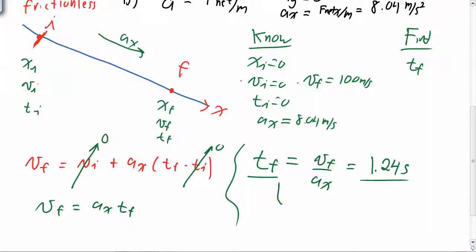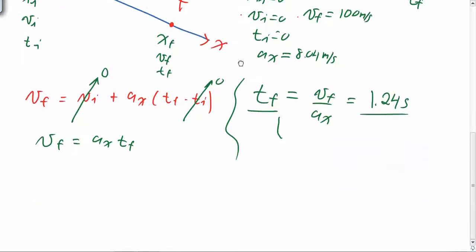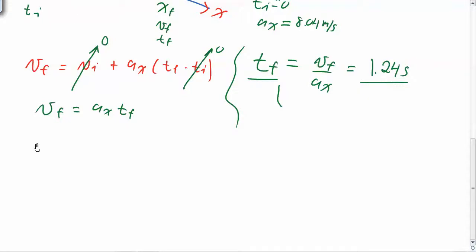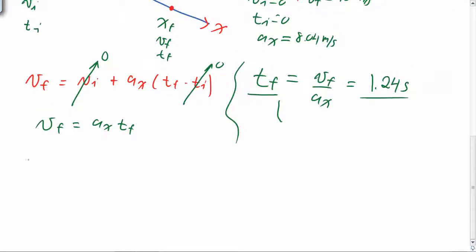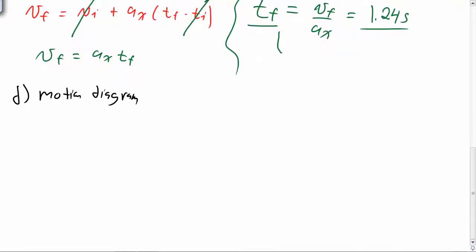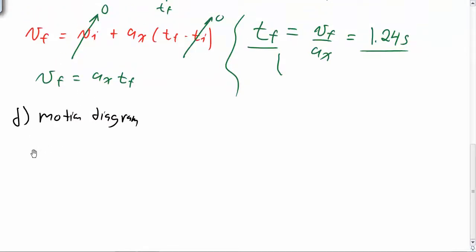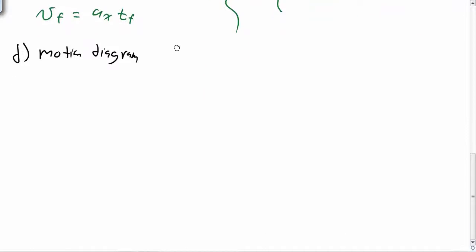All right, so the last two parts of the problem are more conceptual. In part D, we're asked to draw a motion diagram. So we remember that a motion diagram represents the motion at equally spaced intervals of time. So we'll draw that motion diagram along a diagonal line. So we'll have a diagonal line, and we want to put points that are equally spaced in time.